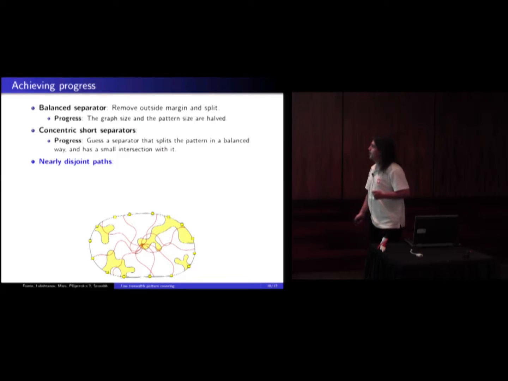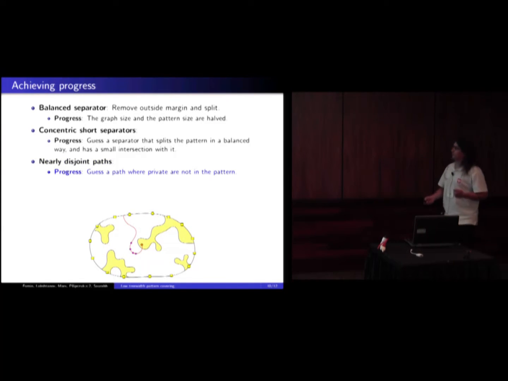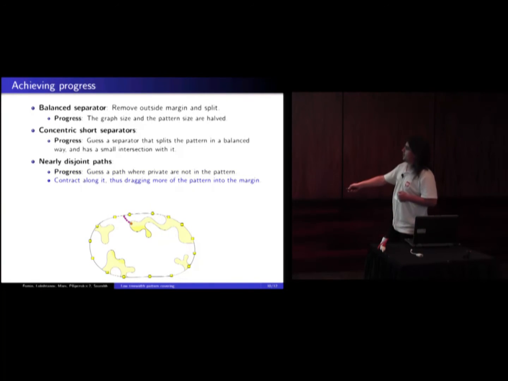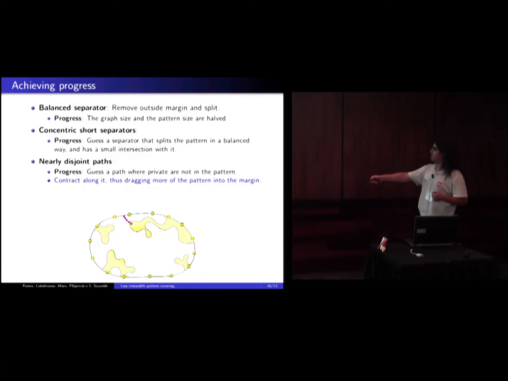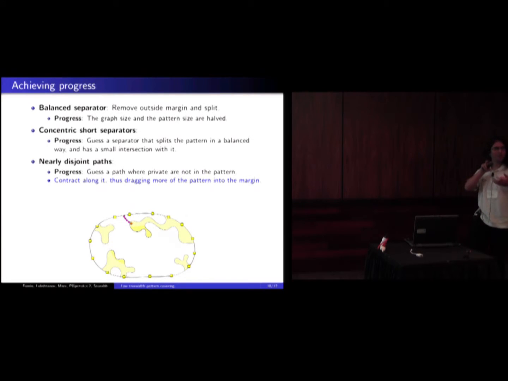And if we find a nearly disjoint path, this is actually funny. So what we are doing, we are guessing one of these paths that does not intersect the pattern, and then we can contract along it, thus dragging a significant part of the pattern into this margin. And this is also progress because the problem becomes trivial if everything is in the margin.